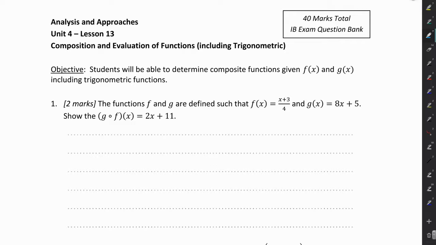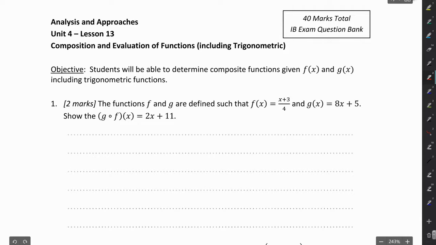Hi everyone. In today's lesson, we're going to be looking at composition of functions, which is something we've previously done, but this time we're going to include some trigonometric functions with it. And all of the problems in today's lesson have been pulled from the official IB exam question bank. So this is really good practice.